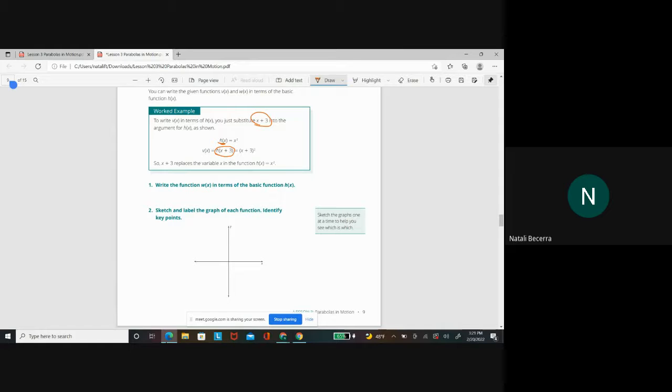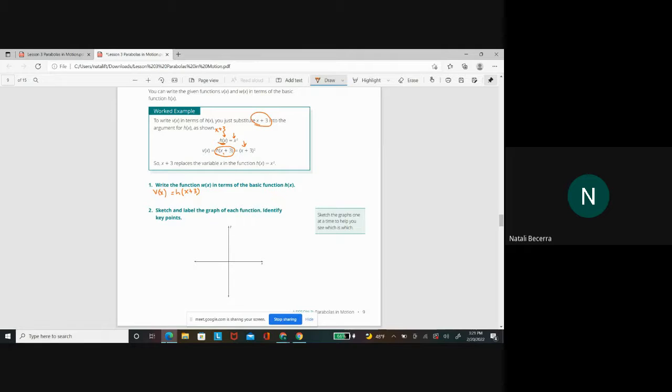So what this means is that anywhere I see an x, I'm going to put x plus 3. That's what they did here. Instead of putting x right here, they put x plus 3. And then we have another x right here. We have x squared. So instead of putting an x, I'm going to put x plus 3, just like how they did here. Okay. Write the function v of x in terms of the basic function h of x. So that means that v of x equals h parentheses x plus 3.